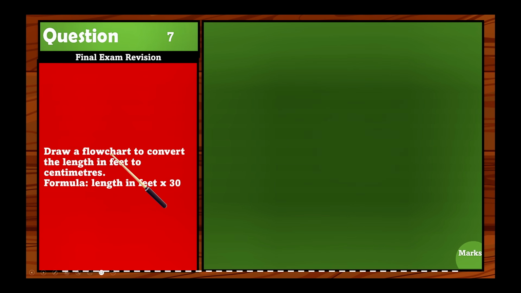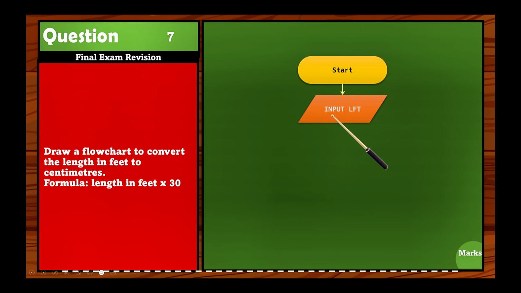Question number 7, draw a flowchart to convert the length in feet to centimeter, and the formula is what? Length in feet multiplied by 30. So how do we start the flowchart? First of all, we draw this shape, okay? This shape to start the flowchart. Next, we have to do what? We have to ask a user to input the length in feet. So this shape is used to ask a user to input the data, okay?